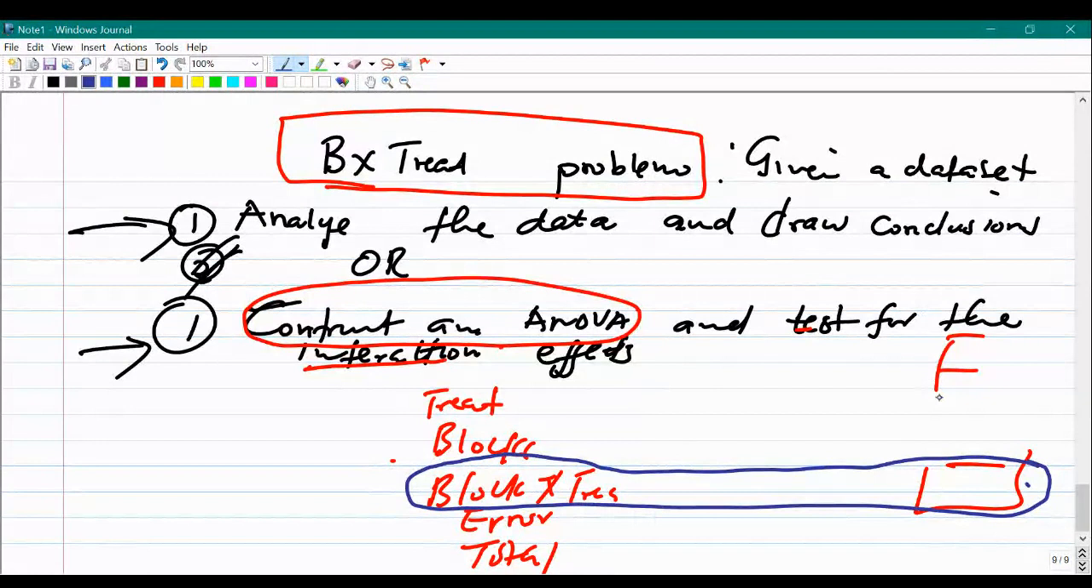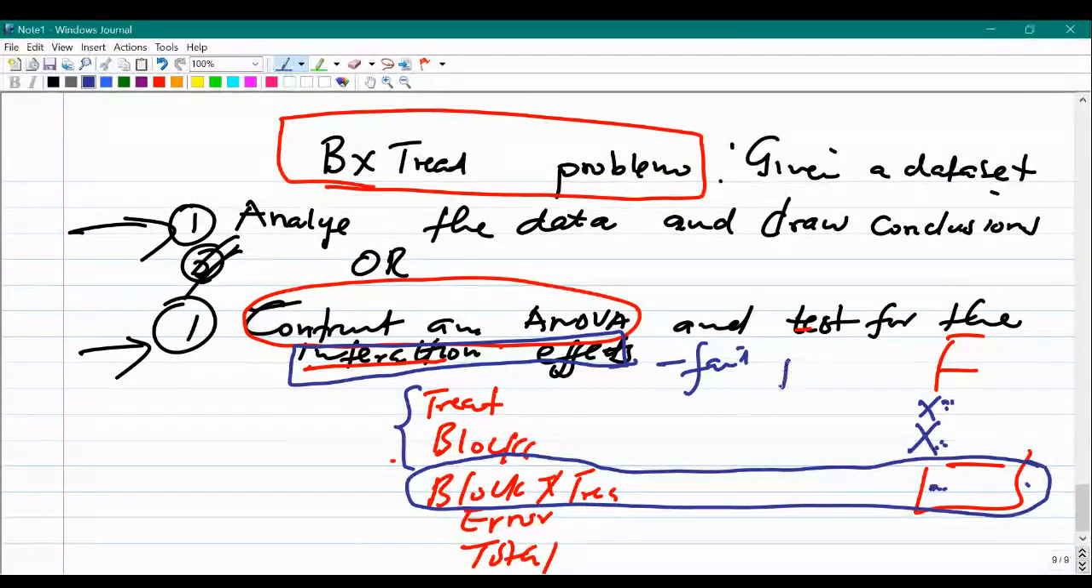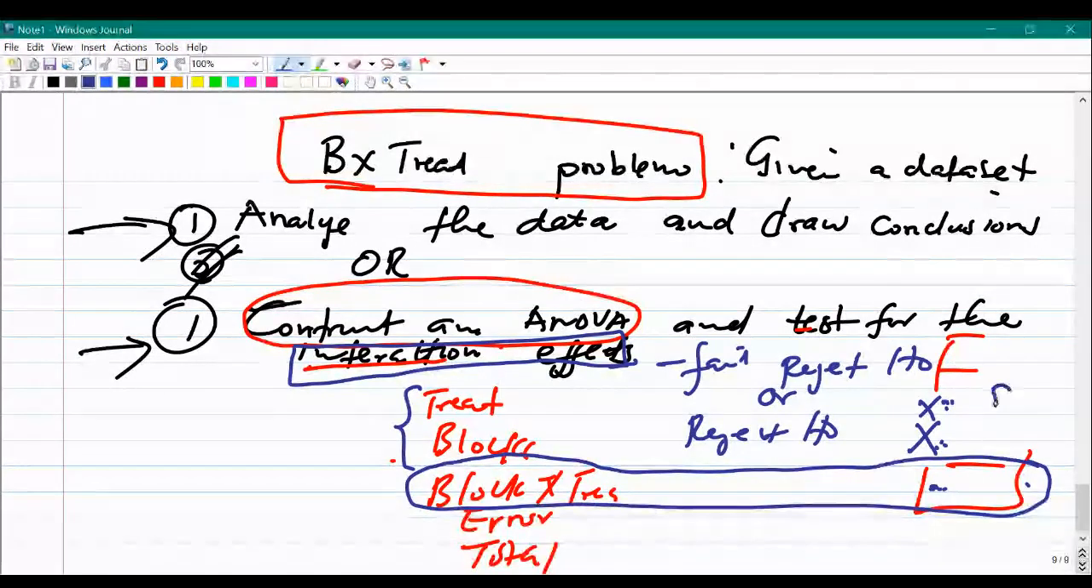You are not asked to test for these other two. Even if you fail to test between blocks by treatment, you know the logic behind is that now you must come to what? You must come and test for these two. You can have the F values, but don't test, because the question is specific that only test for the interaction effect. You can fail to reject H0 or reject H0. But after that, you make a conclusion and then you do what? You stop. That is how the second question is structured.